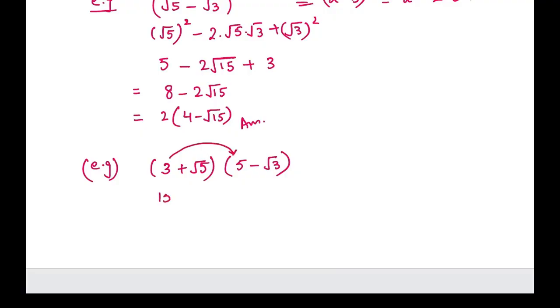3 times 5 is 15. 3 times root 3 is minus 3 root 3. 5 times root 5 is plus 5 root 5. And root 5 times root 3 is root 15, so minus square root of 15. Here we cannot solve it further, so that is your answer, right?